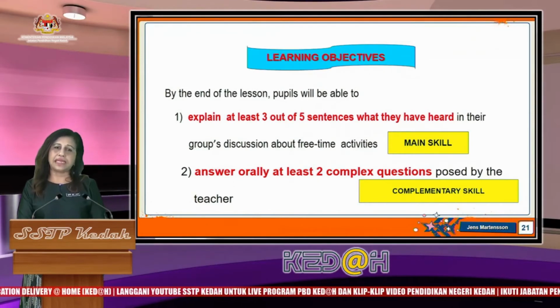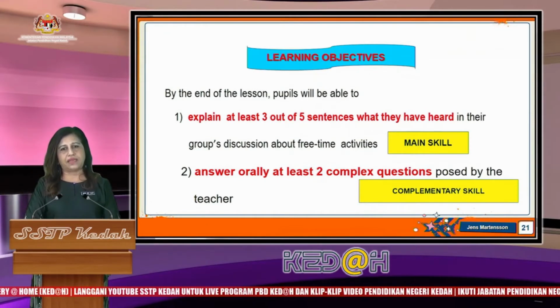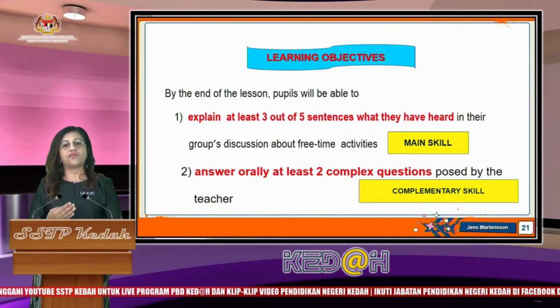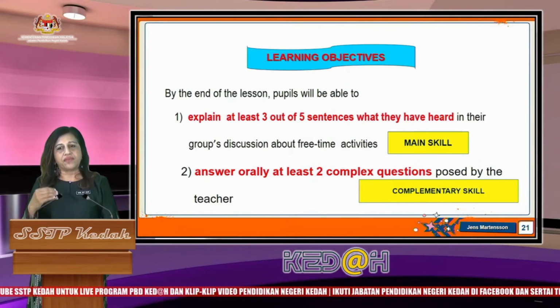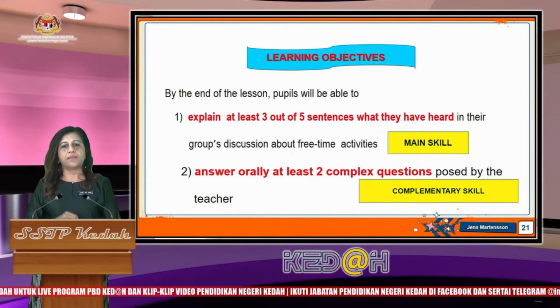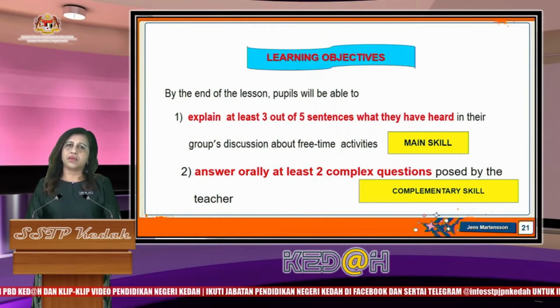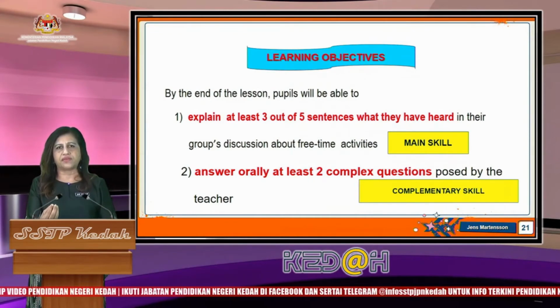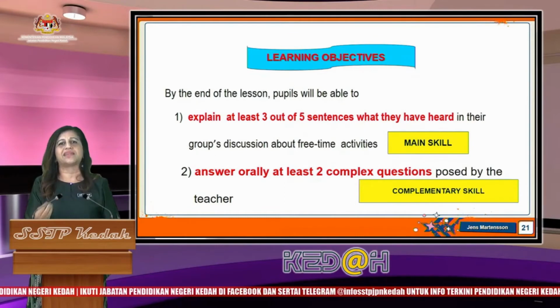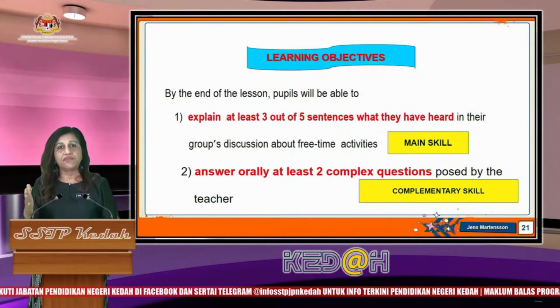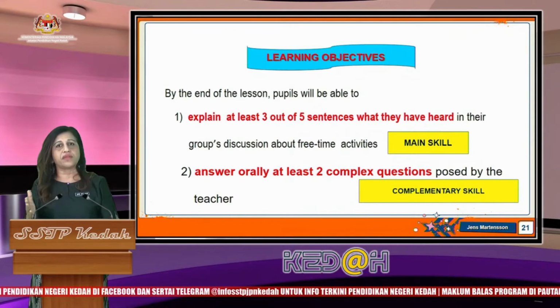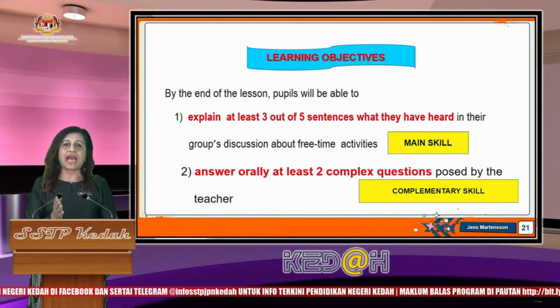Now, let's look at my learning objectives. My learning objective is pupils will be able to explain at least 3 out of 5 sentences when they have heard in their group's discussion about free time activities. That is my main skill. Well, where do they answer 5 sentences? How are they going to answer 5 sentences where there is no question? Well, teachers, the questions are already in the textbook, given 5 questions. So based on the 5 questions, pupils can answer it.